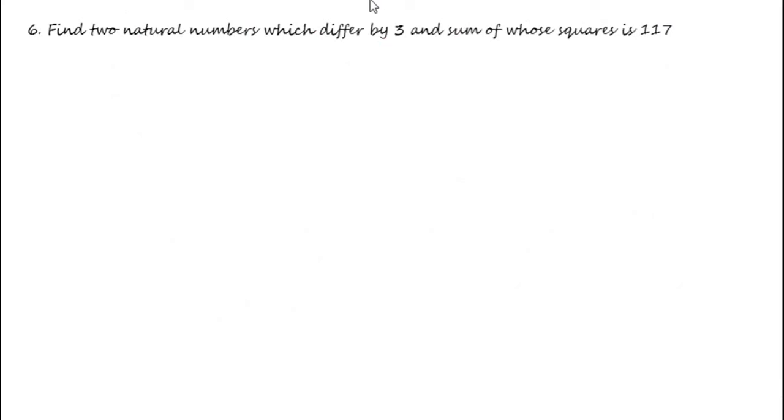This is the last problem in this module. Find two natural numbers which differ by 3 and sum of whose squares is 117. So the first number is x, next number is x plus 3. Two natural numbers which differ by 3, so second number is x plus 3. Sum of whose squares is 117. That means x square plus x plus 3 whole square equal to 117.